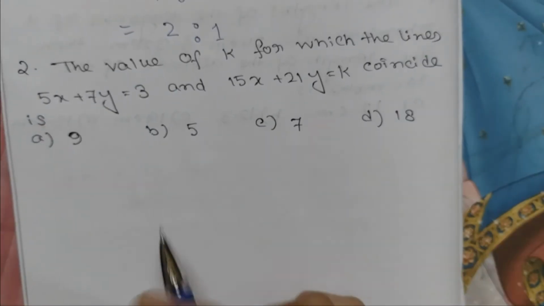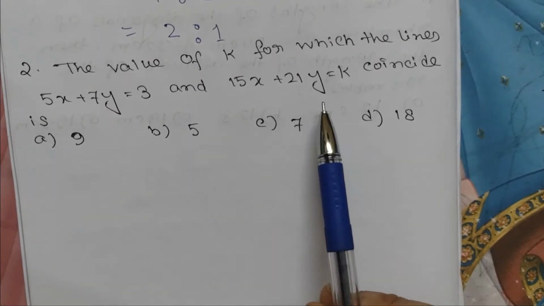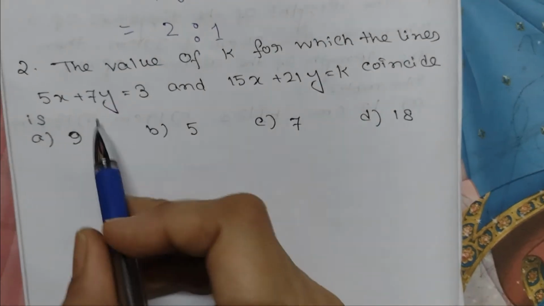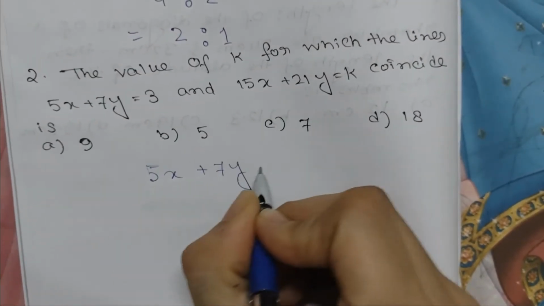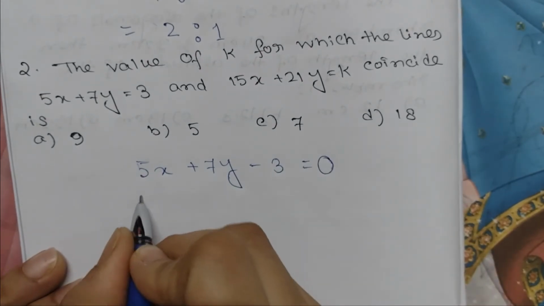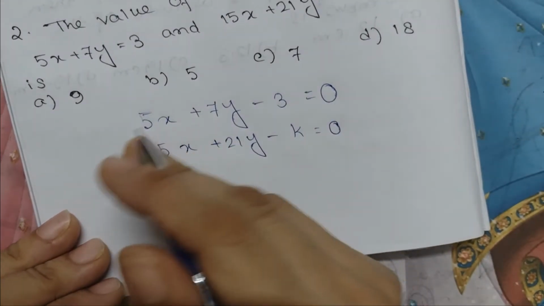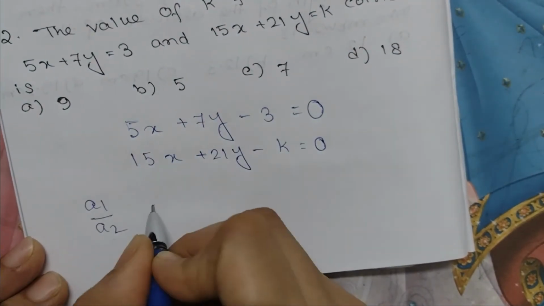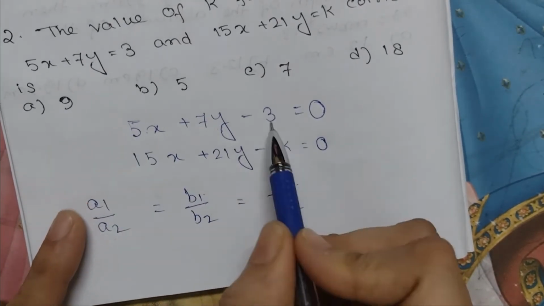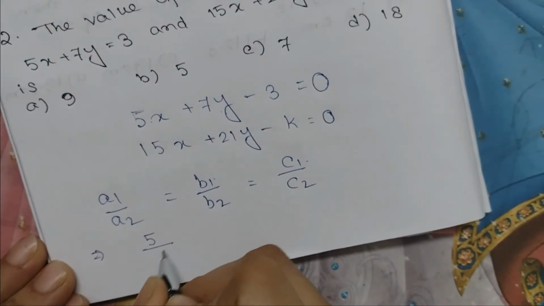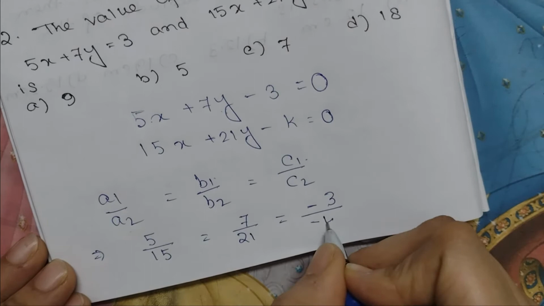Now come to the second question. The value of k for which the lines 5x plus 7y equal to 3 and 15x plus 21y equal to k coincide is. Basically you are given 2 linear equations. First we write the equations in standard form. So 5x plus 7y minus 3 is equal to 0, and the second equation is 15x plus 21y minus k equal to 0. The two lines coincide if a1 by a2 is equal to b1 by b2 is equal to c1 by c2, where a1, b1, c1 are the coefficients of x, y and the constant term. So 5 by 15 is equal to 7 by 21 is equal to minus 3 by minus k. You can cancel the minus.